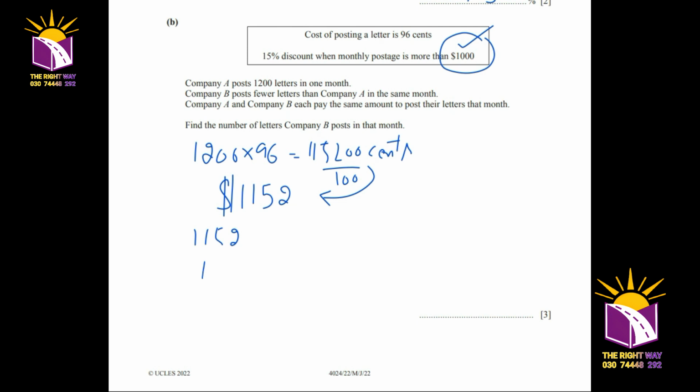For the 15% discount, I am using my ratio method. 1152 is 100%, and x will be the amount after the 15% discount, so it will be 85%. So by cross multiplication, x will be equal to 1152 multiplied by 85 divided by 100, and it will be equal to 979.2 dollars. So they have paid 979.2 dollars.